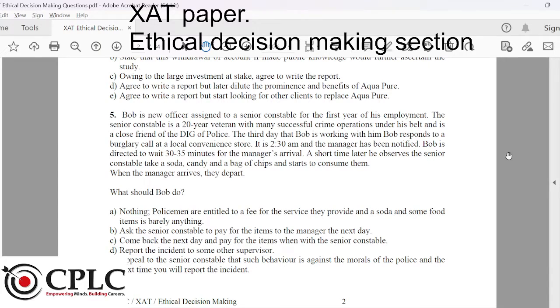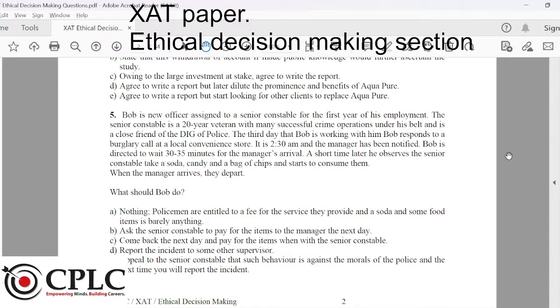What should Bob do? Now Bob is in trouble. This is his third day of working, and the senior constable is a close friend of the DIG. What should he do? A: Nothing. Policemen are entitled to a free service, etc. Obviously not ethically correct. B: Ask the senior constable to pay for the items to the manager the next day. Can be one of the answers. C: Come back the next day and pay for the items with the senior constable. Can be the answer.